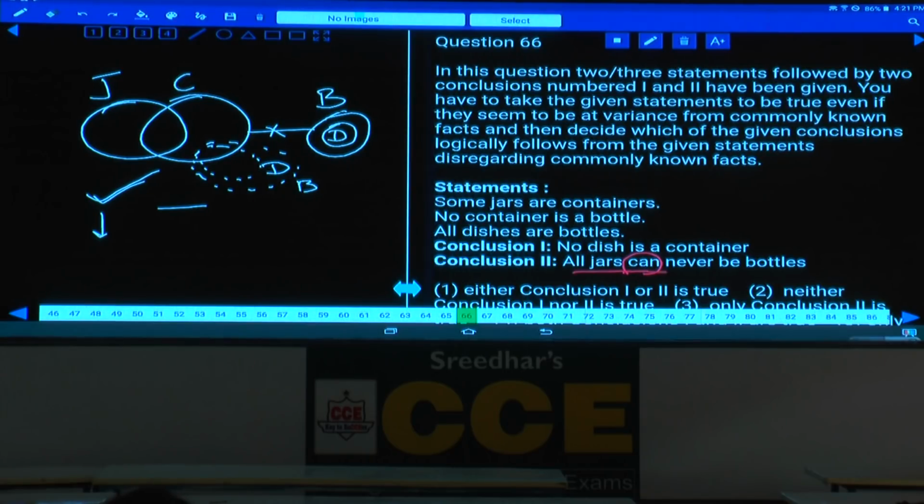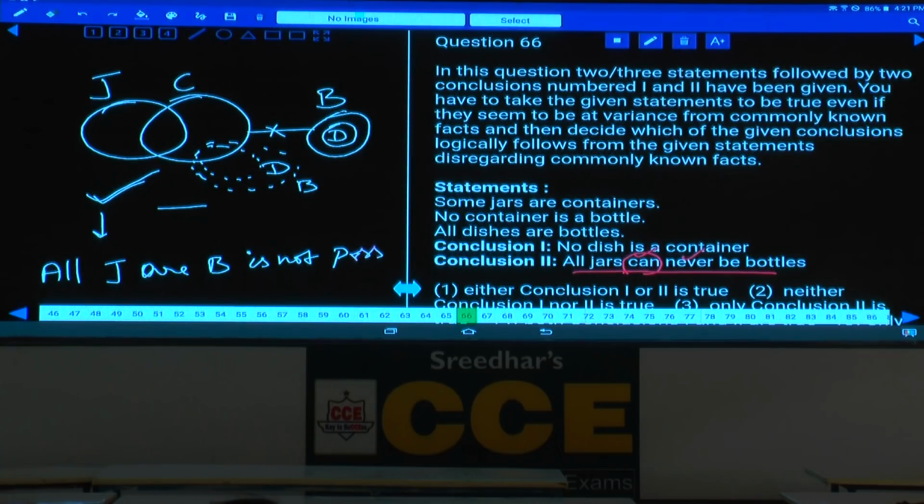Then coming to the second one, all jars can never be bottles. How to write this one? All jars can never be bottles is nothing but all jars are bottles is not possible. Because can stands for possibility, never stands for not. Hence, the same statement can be represented like this. All jars are bottles is not at all possible. Isn't it? Now tell me whether all jars are bottles is possible or not.